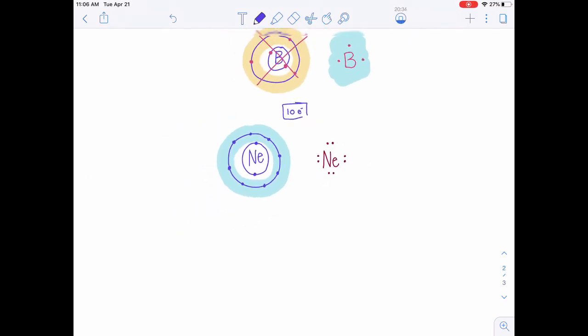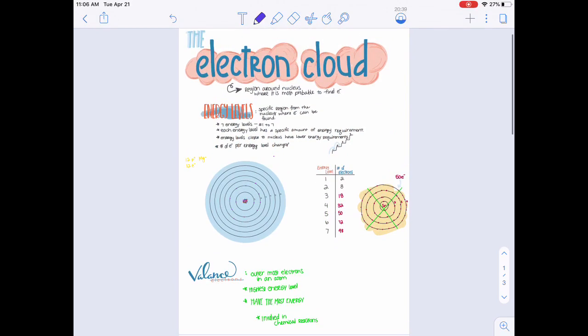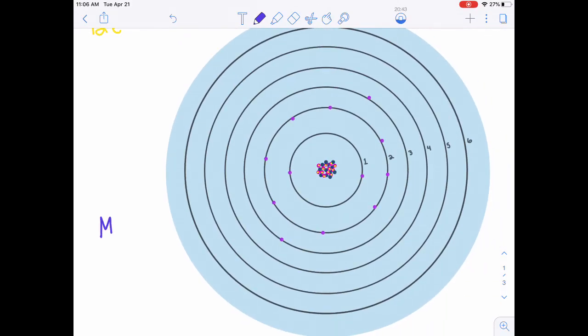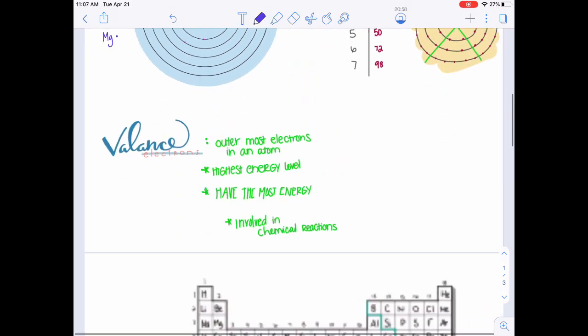Actually, let's do the example we did up above so I don't have to redraw anything. Let's look at magnesium, which is this one right here. We're going to write the symbol. We already have the dots drawn. We want the electrons in the most outside energy level, which is 2. There's 2 in the third energy level. So there's the dot diagram: magnesium with 2 dots.